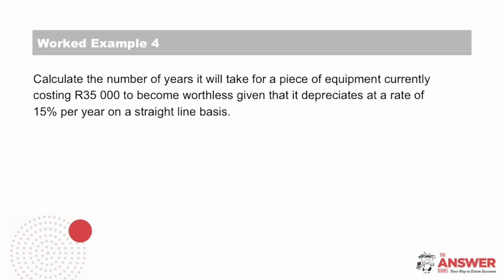So the question reads, calculate the number of years it will take for a piece of equipment currently costing 35,000 Rand to become worthless, given that it depreciates at a rate of 15% per year on a straight line basis. Okay, so on the second read, we can see that we are asked to calculate the number of years it will take for a piece of equipment currently costing 35,000 Rand to become worthless, given that it depreciates at a rate of 15% per year on a straight line basis.